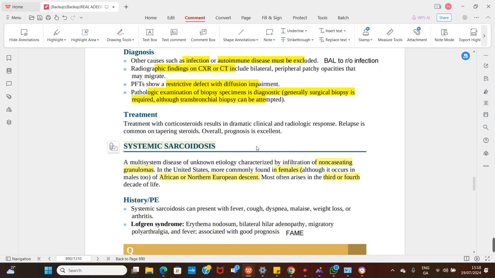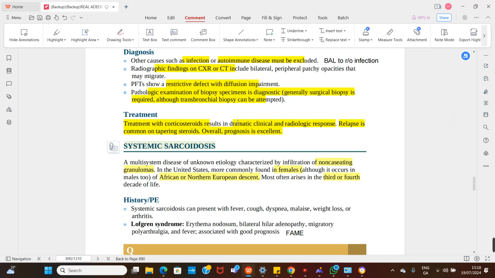How do you treat? You just notice that once you give them steroids, they are happy. They are jumping. Resolution: a dramatic clinical and radiologic response with steroids. And once you start tapering the steroid, they relapse again. Although the prognosis is excellent, you just have to keep them on the steroids.